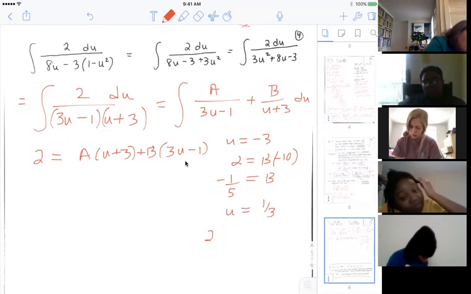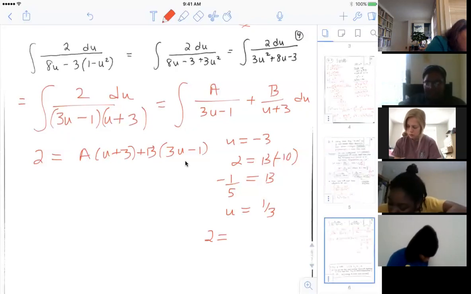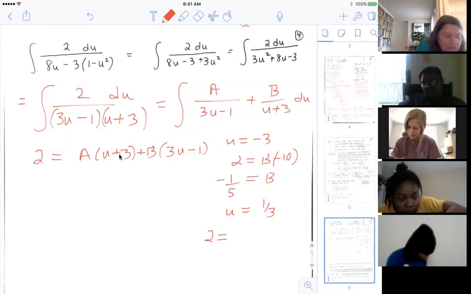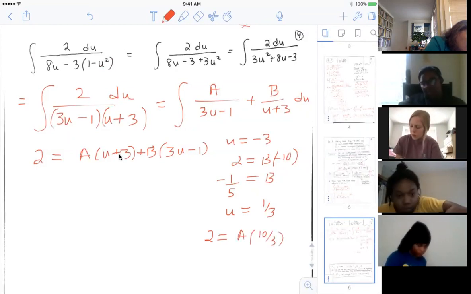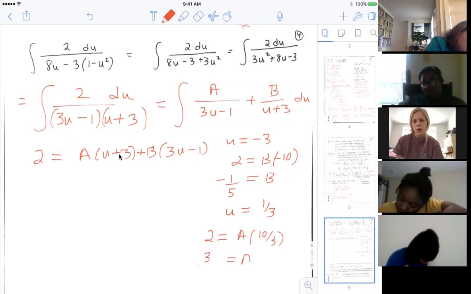That means that will drop out. If I put in 1/3 right here, it'll be 10/3. So A times 10/3. Invert and multiply. That says A is 6/10 or 3/5.